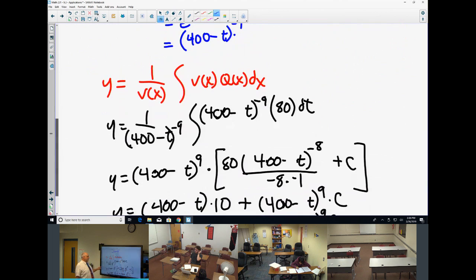And then bringing the 80 in front of the integral, I can take the integral of 400 minus t to the minus 9, add 1 to that power, and then divide by that new power. And then I also have to divide by negative 1 because that's the derivative of this inside part, plus c.